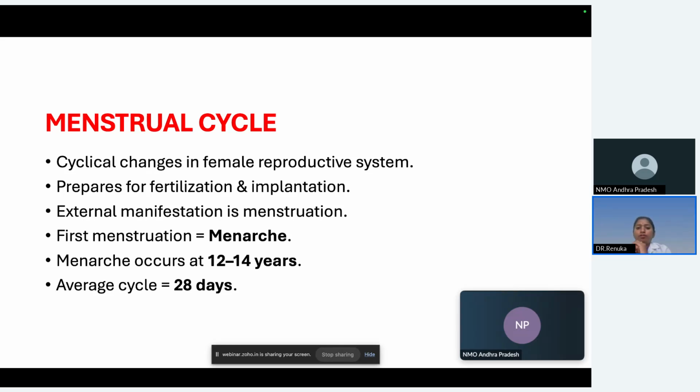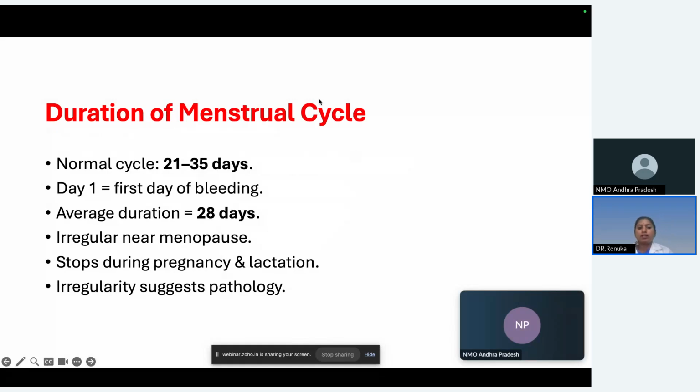The first menstruation is called menarche, and it occurs around the age of 12 to 14 years. What is the average cycle duration? It is 28 days. A normal menstrual cycle is 21 to 35 days. Day 1 is the first day of the bleeding. We call it day 1. We have read it: the average duration is 28 days.